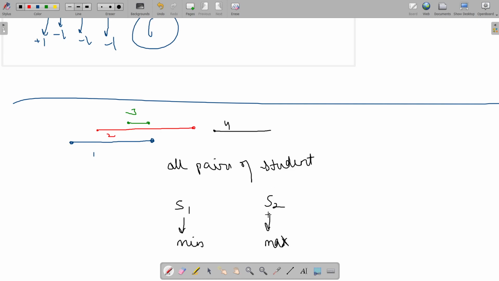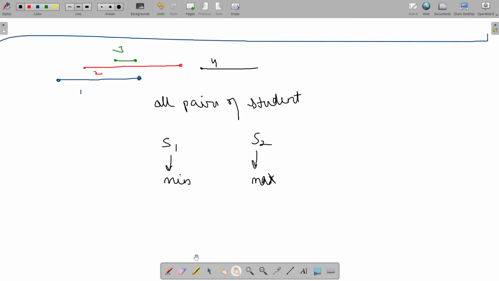Just assume that in the end, after asking a series of questions, this student has the maximum height and this student has the minimum height out of all the other students. So basically, when you fix these two, then you will try to find the optimal questions that you must ask. So I will give you an example.